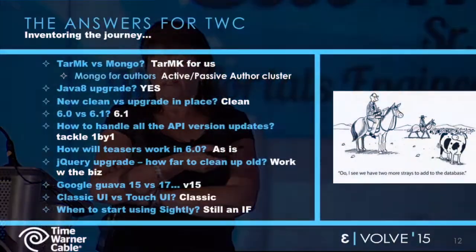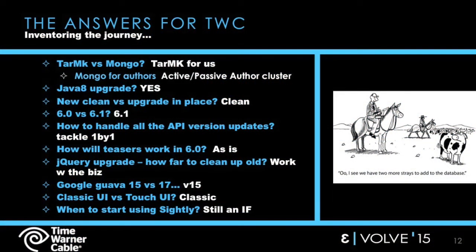So back on the questions that I posed, where are we? TarMK versus Mongo, TarMK for us, and then for the authors, we're doing an active passive cluster as we go live. We'll look at some future enhancements after we get up on 6.1. Java 8 upgrade, yes. Clean versus upgrade in place, going with clean, brand new environments. I'm sure we're going to learn something. 6.1 versus 6.0, we're going with 6.1. How to handle all the API version updates, we've been tackling them one by one.